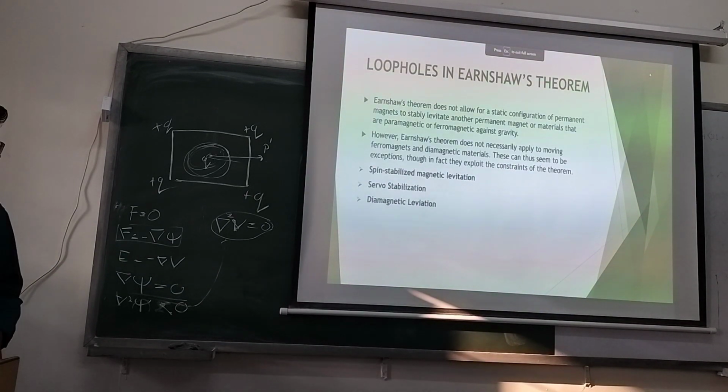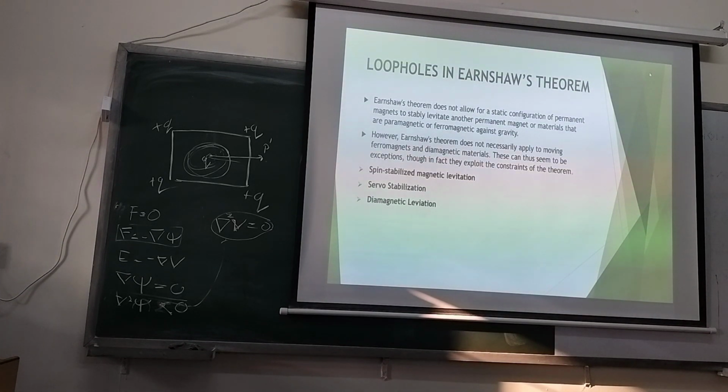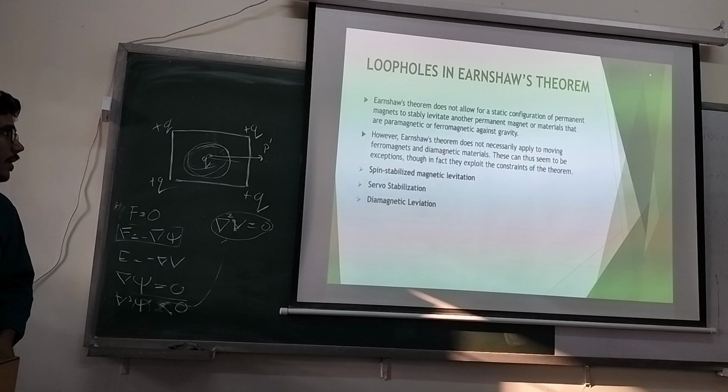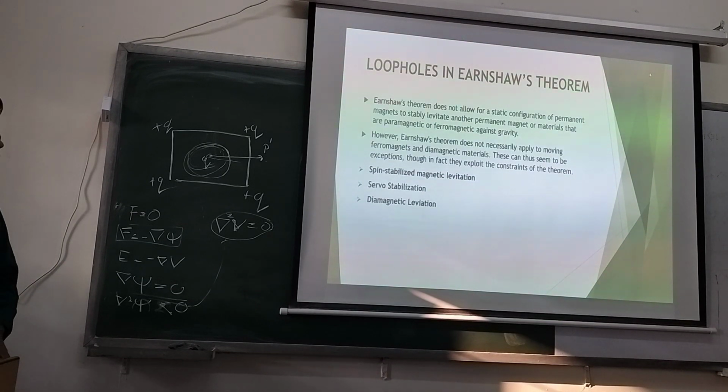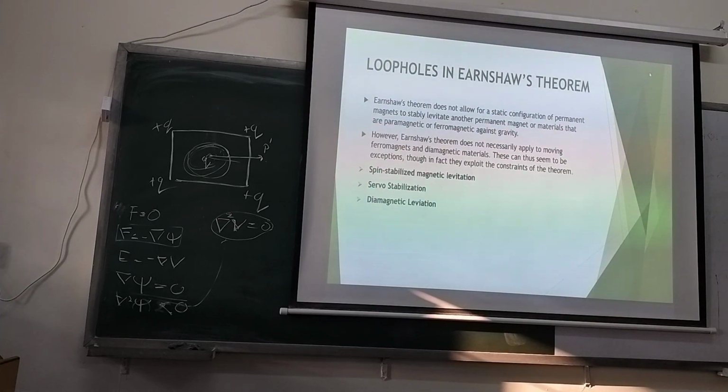So, loopholes in Earnshaw's theorem. Earnshaw's theorem does not allow for a static configuration of permanent magnets to stably levitate another permanent magnet or material that are paramagnetic against gravity. However, Earnshaw's theorem does not necessarily apply to moving paramagnets and diamagnetic material. These can thus seem to be exceptions, though in fact they exploit the constraints of the theorem.